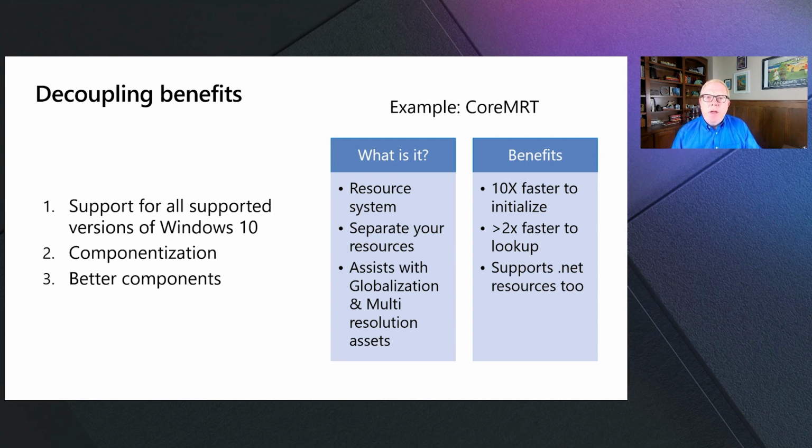That's not enough though. By decoupling from the OS, we're able to really concentrate on optimizing our code. What does that mean for you? Well, we're up to 10 times faster on initialization, and looking up a resource is more than twice as fast. Oh, and you can use your existing .NET resources as well, a common request.